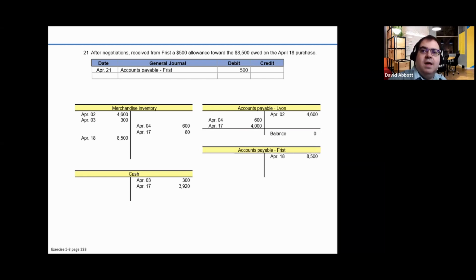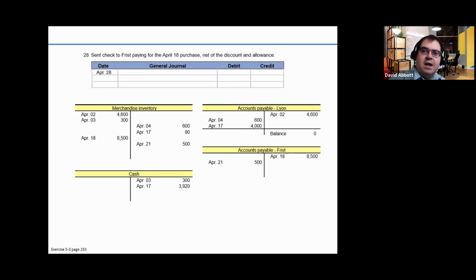So we will debit accounts payable Frist $500 because we're now trying to record the amount that we now don't owe, the $500. So to correct the balance for that. And then we're going to credit the merchandise inventory to adjust the amount that we paid for our inventory. So we have a debit for accounts payable Frist of $500, and then we have a credit for merchandise inventory of $500.